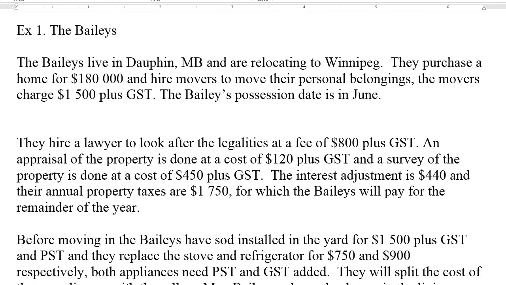We've got the Baileys. Now the Baileys live in Dauphin and they're moving into Winnipeg. They've purchased a home for $180,000. Now you'll notice here this is additional cost. It's not including the price of the house. So this $180,000 is actually irrelevant for our assignment. We do not include the price of a house in our assignment. But we keep moving on.